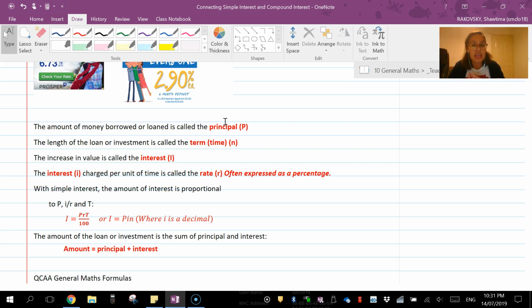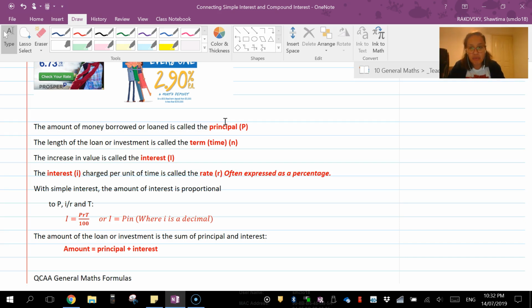Interest. The amount that it is increased by is the interest added to it. Generally that's what we're looking for. And the rate, or the interest rate, is what's been charged per unit of time to the principal. So that's how banks make their money.